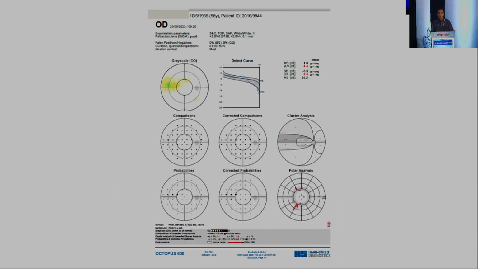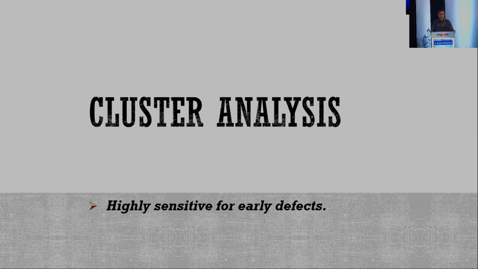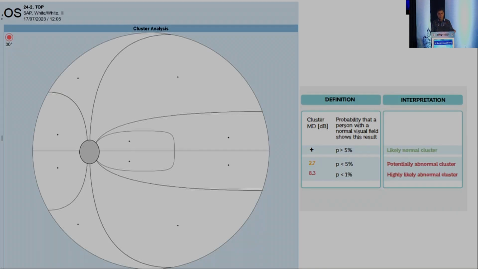Now, the 9-in-1 representation of the Octopus has 2 other features. One is called the cluster analysis and the other is the polar analysis, which are unique to the Octopus. Now, cluster analysis is very sensitive for early defects. It basically divides the entire visual field into 10 different clusters based on the patterns of the RNFL bundles.